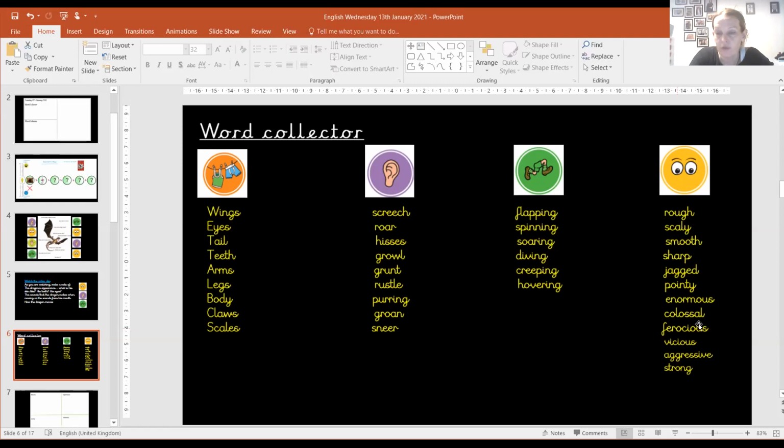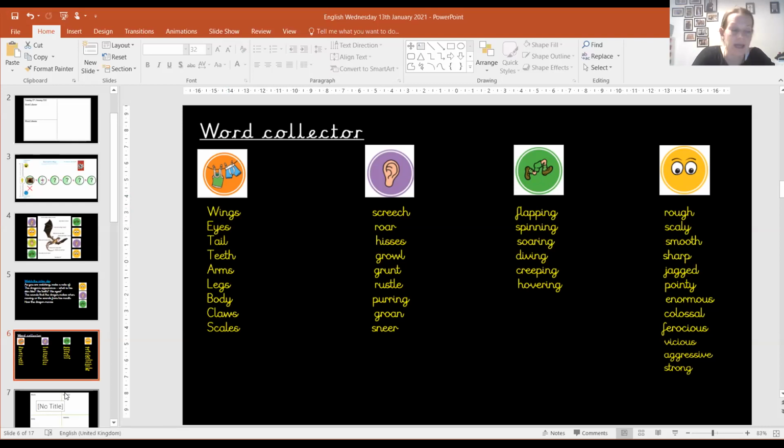He was ferocious. I think when he was feeling threatened by Hiccup, he was quite ferocious and vicious and aggressive looking. And he looked to be fairly strong. So there are lots and lots of words here that you can magpie and add to your word collector list. Now, here we've got things like wings, eyes, tail, teeth, arms, legs, body, claws, and scales. These are the things we were looking at to describe. And these here are our nouns.